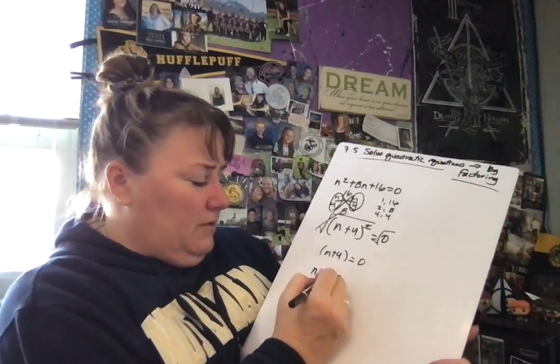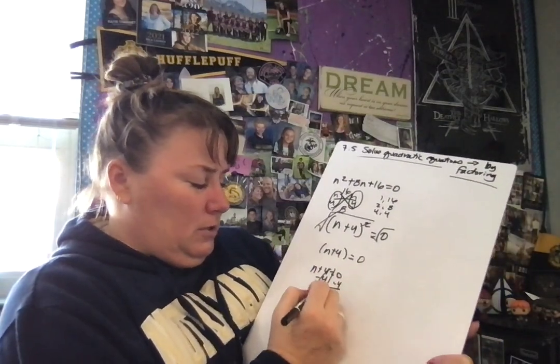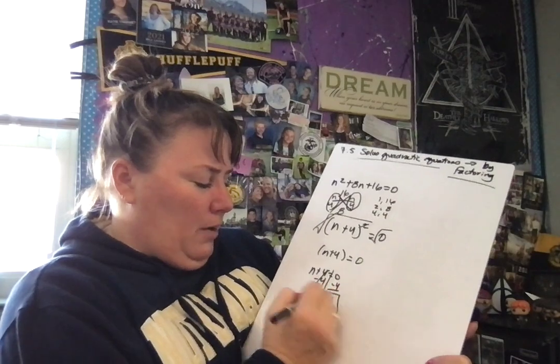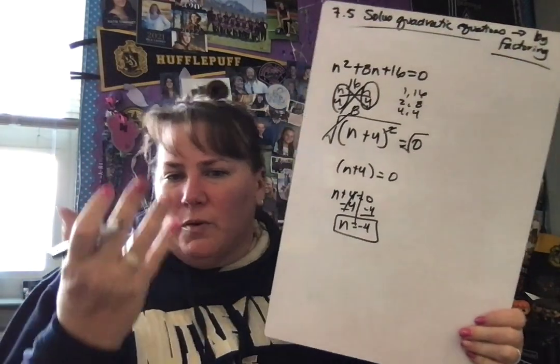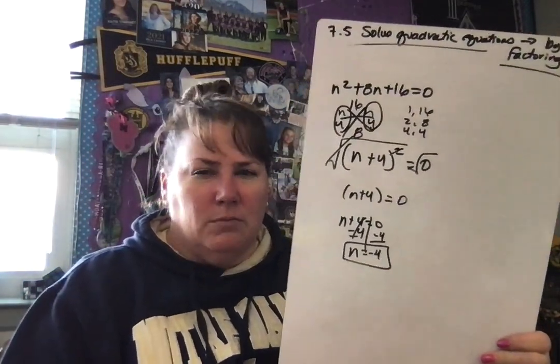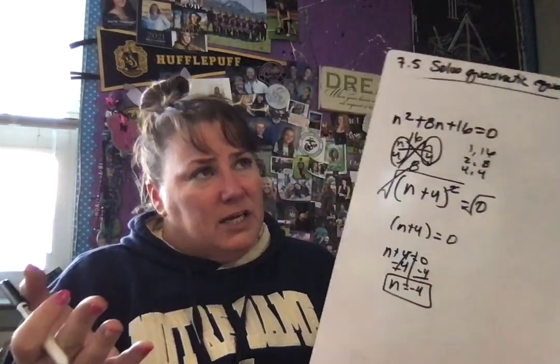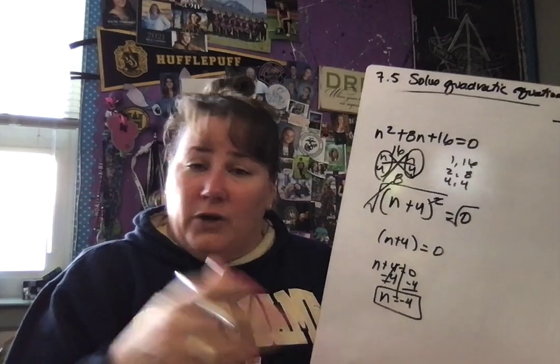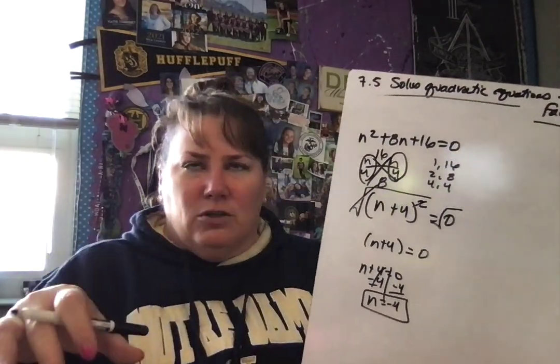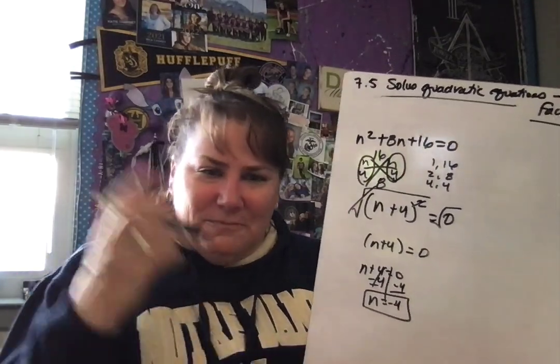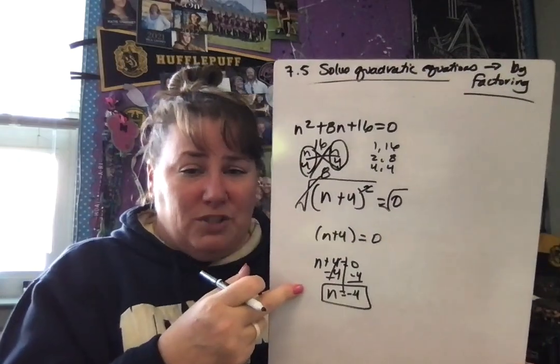And just balance and solve that. So we have n equals negative 4. Some of you might be saying, well, wait a minute, what happened to the other binomial? How come we're supposed to have two? We're supposed to have A and B, because the zero product property says A times B equals 0. So either A is 0, or B is 0. So this is one way of showing it.